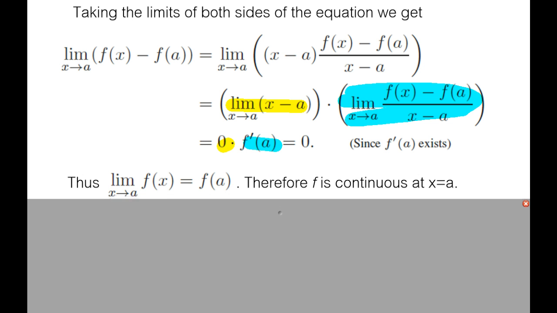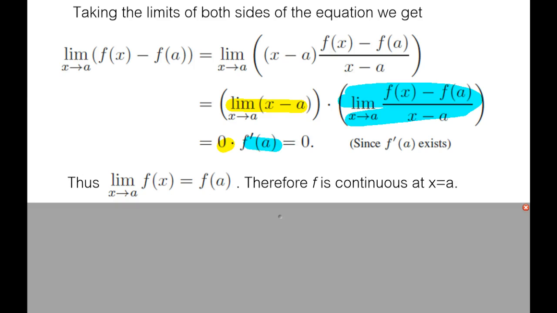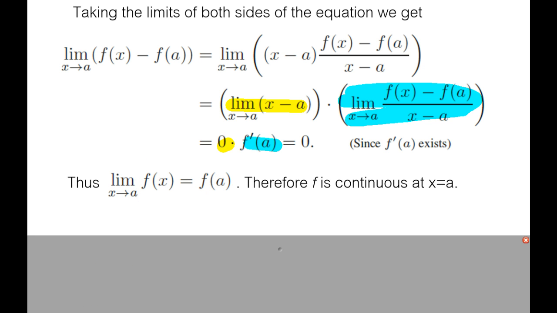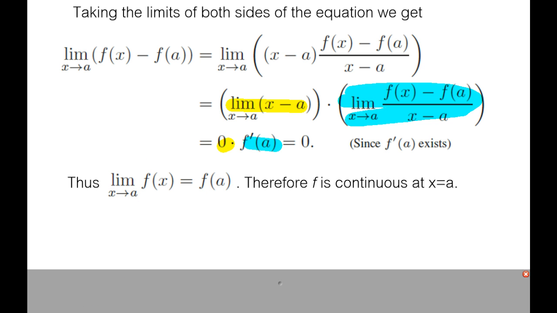Well, if the limit of f of x minus f of a as x approaches a is equal to 0, then that must mean that the limit as x approaches a of f of x is f of a. Okay, and therefore that means that f is continuous at this point, because as x approaches a, the limit exists, and that limit is exactly f of a. All right, so there's our proof.